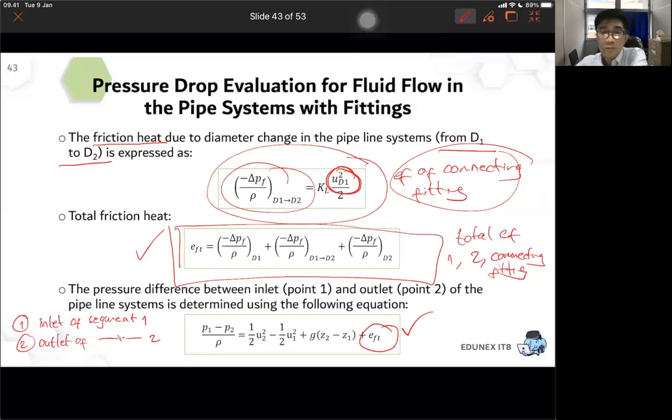Okay, any questions? So far it's okay, sir. Okay. As the conclusion, just make the total EF first, and then use the total EF in the Bernoulli equation.